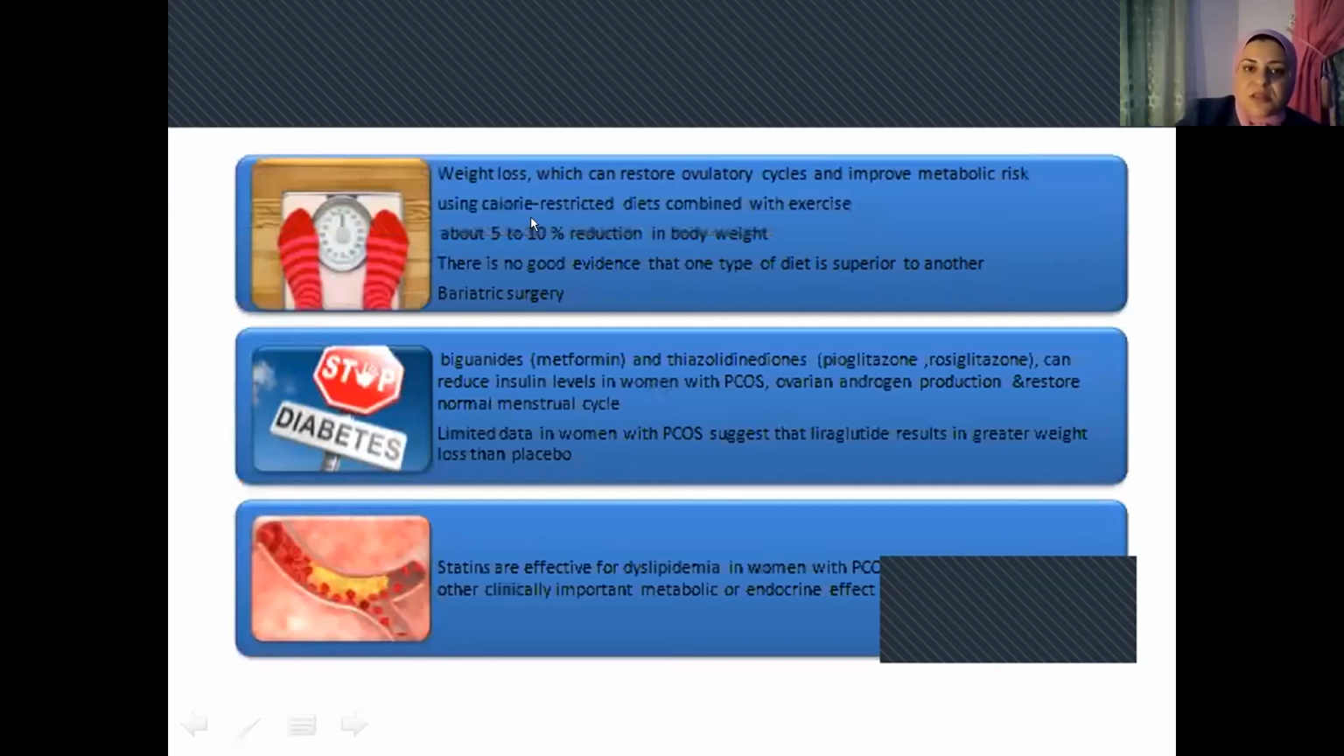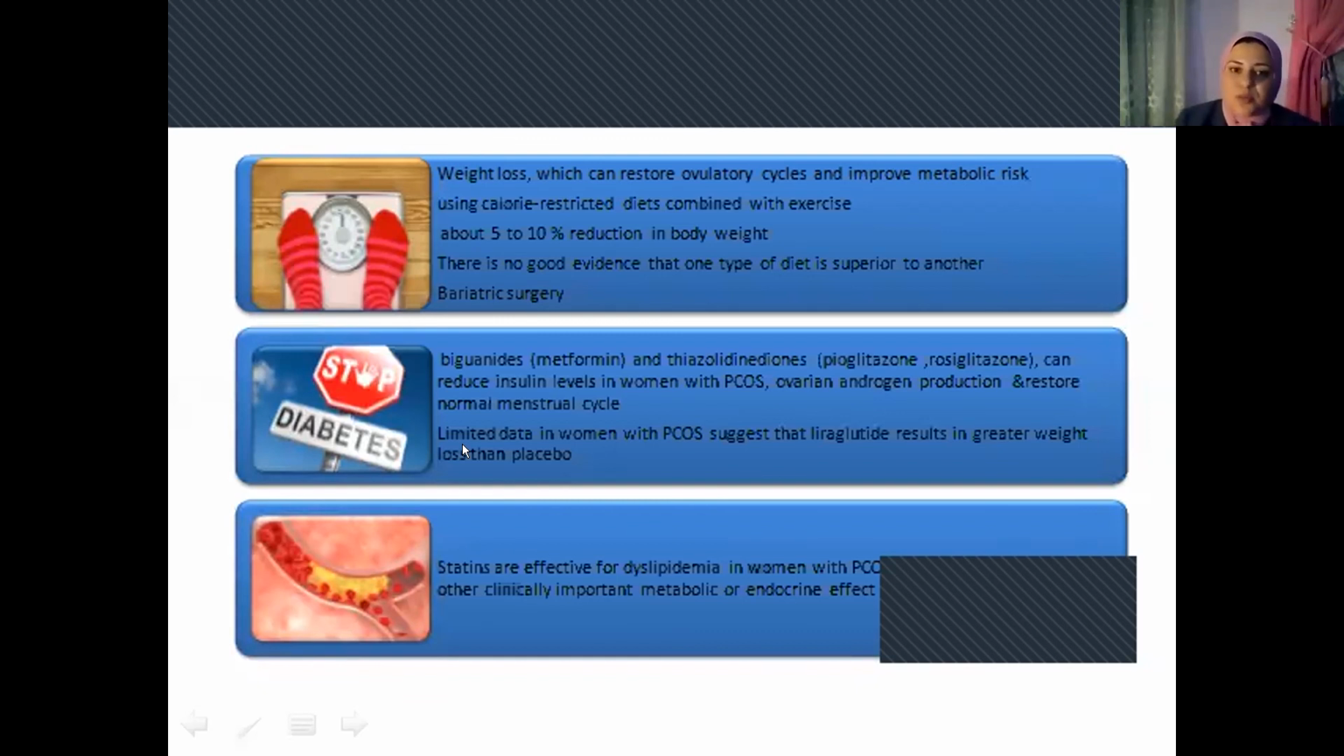Weight loss is first and crucial for all patients with PCO. Weight loss can restore the ovulatory cycle and improve metabolic risk, using caloric-restricted diets combined with exercise, about a 5 to 10% reduction in body weight. There is no good evidence that one type of diet is superior to another. Maybe we should use bariatric surgery sometimes in morbidly obese patients.